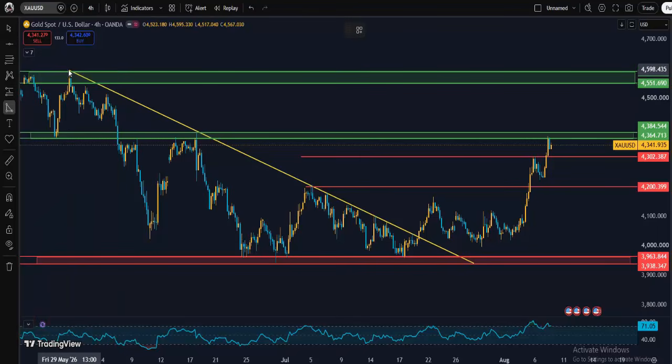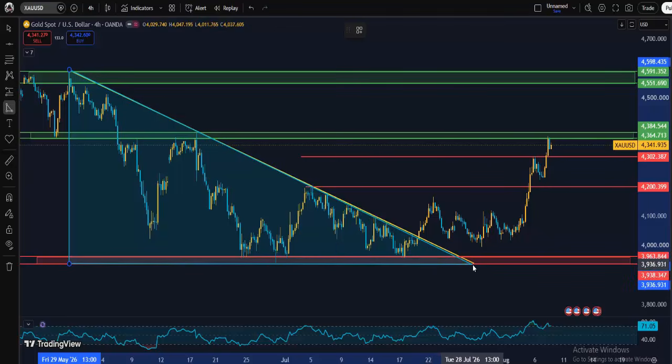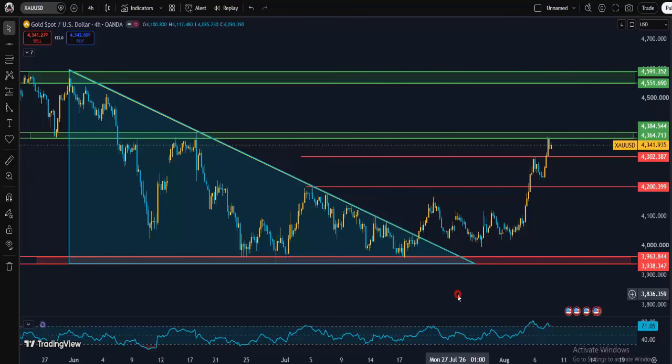If price pulls back toward 4,302, we want to see whether buyers step in and defend this level. A deeper move toward 4,200 would be more significant because this is the lower boundary of the major support structure. As long as gold remains above this zone, the broader bullish recovery remains technically valid. So for now, 4,200 to 4,302 is the key support area that traders should keep on their radar.